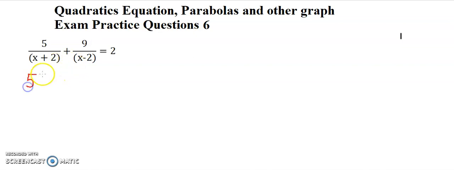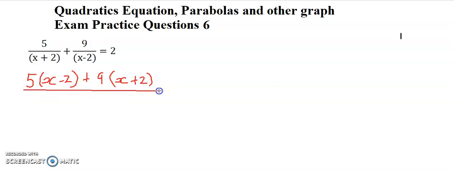To do that, the first fraction I need to times by x minus 2, and on the second I need to times by x plus 2. So now I know that my denominators will be the same, so I can just do the one denominator for both of them. So I know I've got x plus 2 there, and I've also got x minus 2.